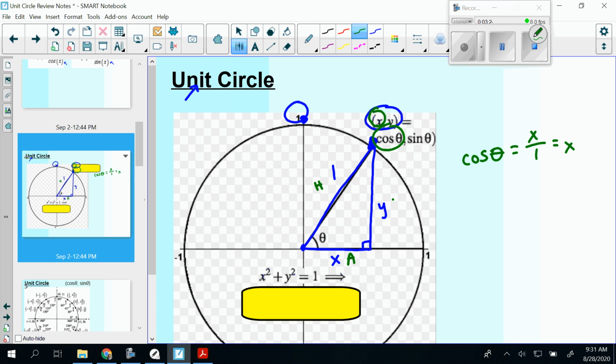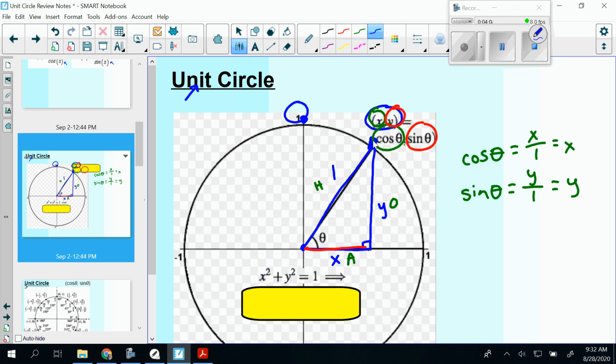Similarly, opposite over hypotenuse is sine. So sine in this case would be the opposite side y over our hypotenuse of 1, and y over 1 is just equal to y. So your y value when you're doing unit circle is always equal to the sine value. Those are some things you need to remember: your x value is always cosine of the angle, y value is always sine. The easy way to remember that is that x is the adjacent side of the right triangle, so it's going to be cosine. Up and down, y, is opposite, so that would be sine.